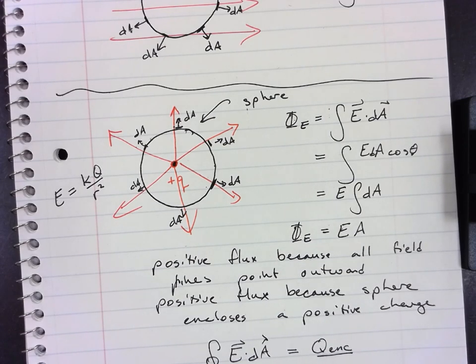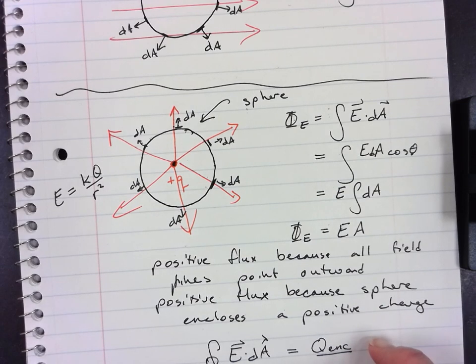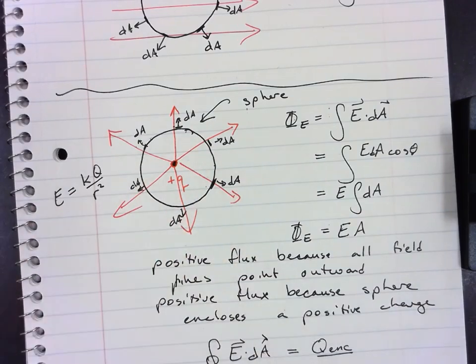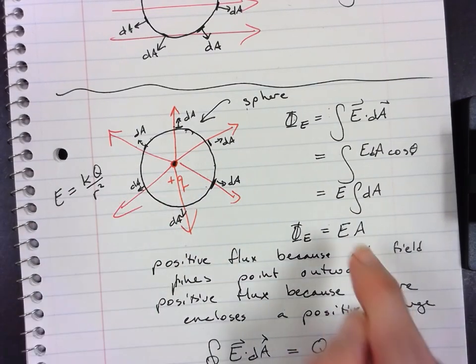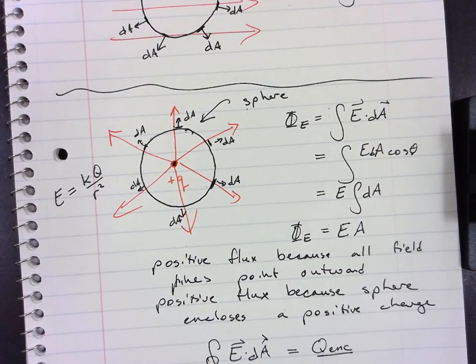We'll talk about epsilon naught eventually. Now I want to focus on the Q enclosed part. There's a charge inside this sphere. It's a positive charge, we got a positive flux. Only the charge enclosed matters.